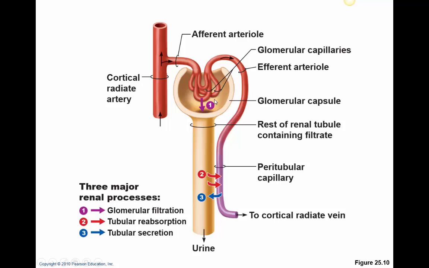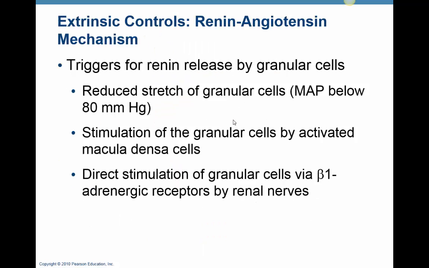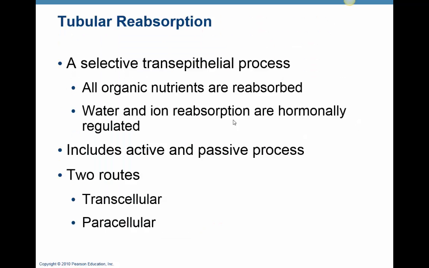So we lose our glucose, we lose amino acids, we lose important electrolytes, we lose some water in the process, and that needs to go back to the blood through the peritubular capillaries and the vasa recta. So it's important we get that back to the blood, and that's what the process of tubular reabsorption is all about. It's getting that plasma that was squeezed out of the glomerulus and getting it back to the blood.